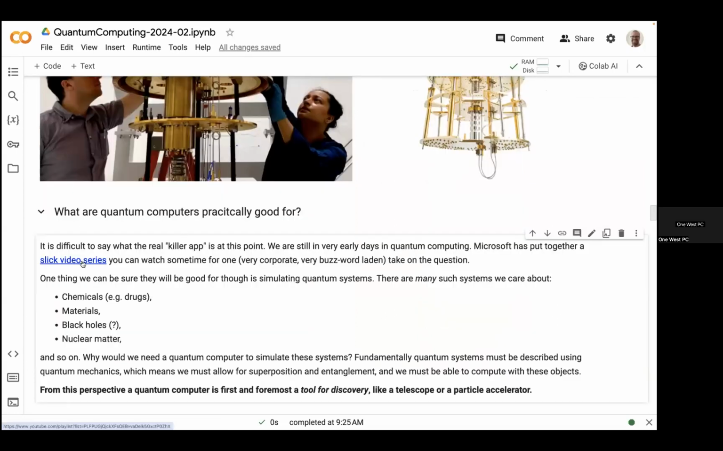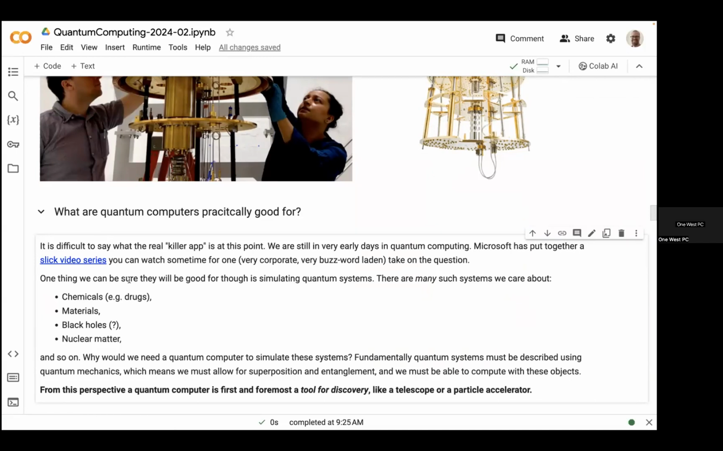And the answer to that question is, if you have to ask, you can't afford it. So, all right, what are quantum computers practically good for, right? What's the real killer app? There's a lot of thought and opinions on this. You can go look at a slick series of flashy videos from Microsoft where they talk about these kinds of things. But there are some things that we're sure they're going to be good for.